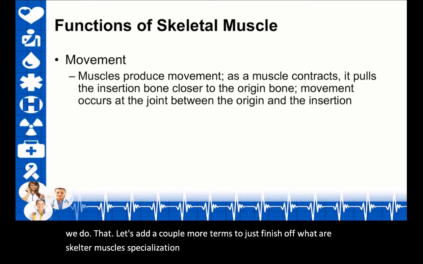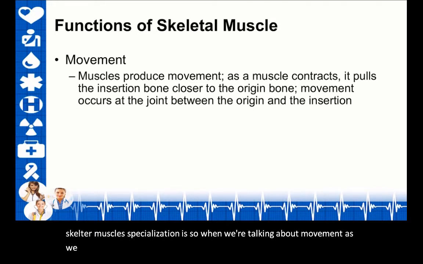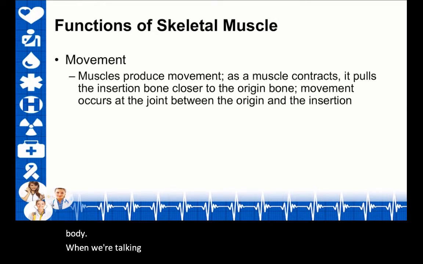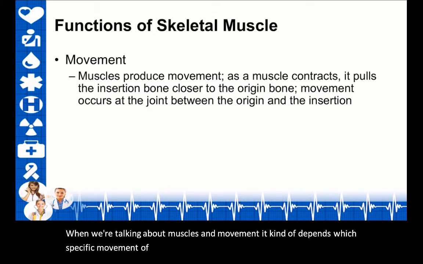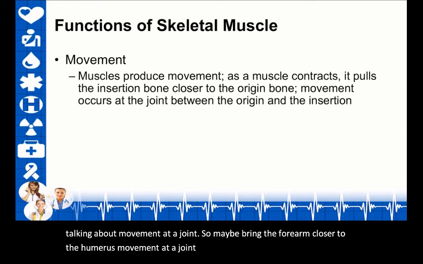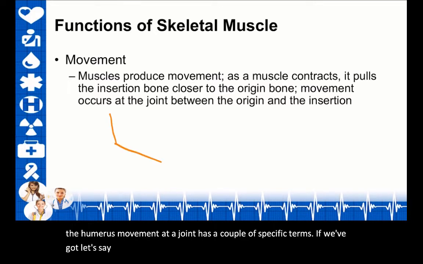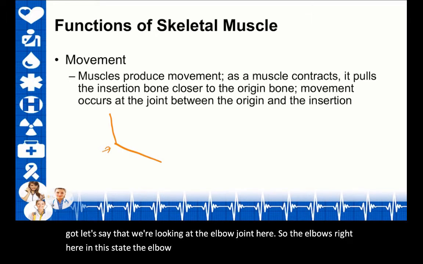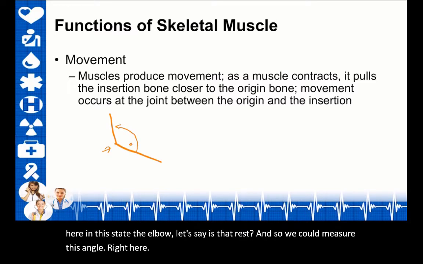So when we're talking about movement, as we highlighted earlier in the diagram with our origin, insertion, and muscle body, when we're talking about muscles and movement, it kind of depends which specific movement of that muscle we are talking about. So when we're talking about movement at a joint, so maybe bringing the forearm closer to the humerus, movement at a joint has a couple specific terms. Let's say that we're looking at the elbow joint here, so the elbow's right here. In this state, the elbow, let's say, is at rest. And so we could measure this angle right here, and that would essentially be the angle of this joint.